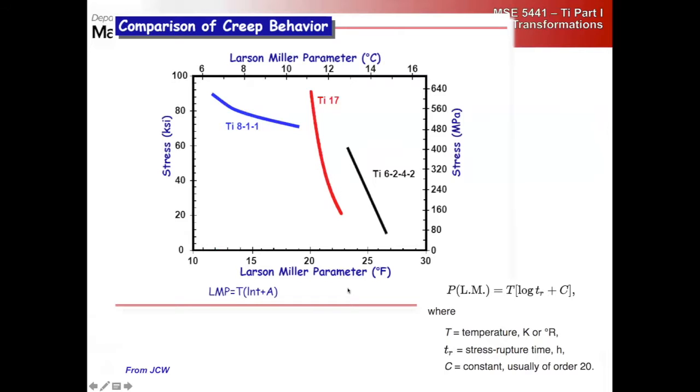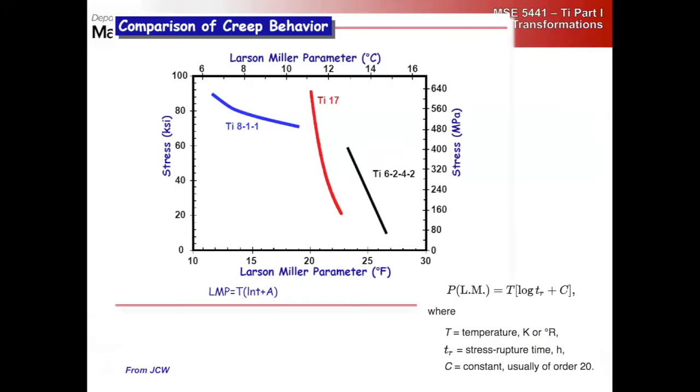But has anyone doing creep research? Has anyone ever heard of this Larsen-Miller parameter? Did Professor Anderson talk about it in mechanical behavior? Just a little bit, right?